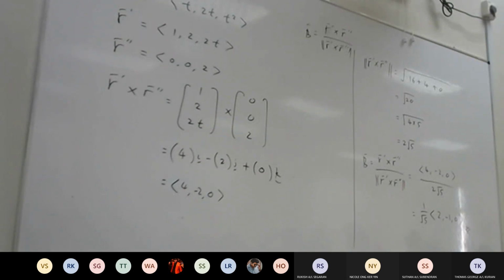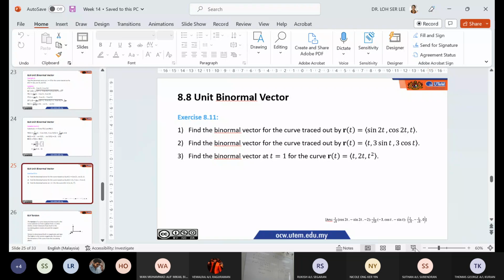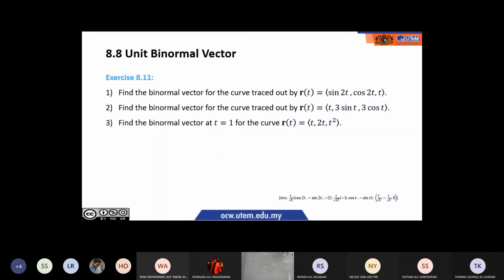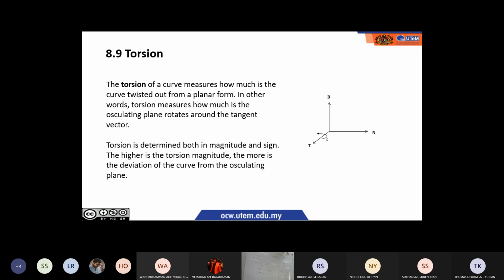Okay, can we proceed to the next subtopic? Any more questions for the binormal vector? If no question, I will move to the last one, torsion.